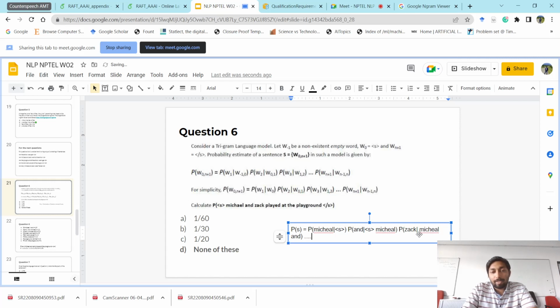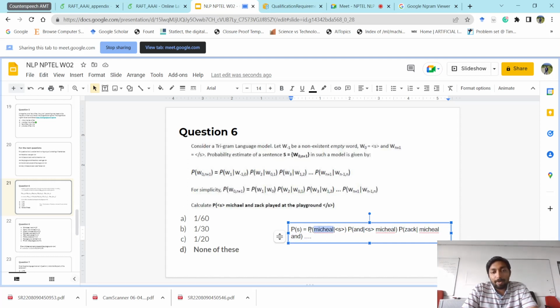Similarly, you have to complete this whole thing. Since this is a trigram, we are only focusing on 2 prior words. If it was a 5 gram, we would use 4 prior words, and if it was a 4 gram, then you would use 3 words prior to that. So you can calculate this probability.